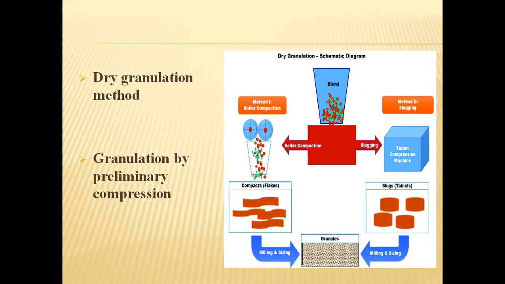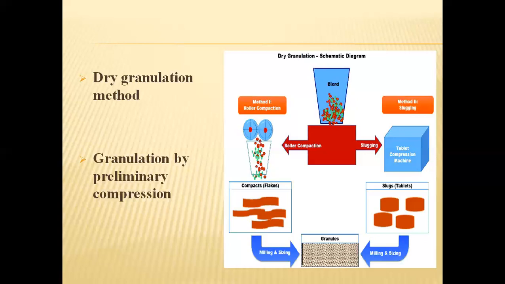In roller compaction method, we can see that the powder mass is being passed through two rollers and it is preparing compacts or flakes, which is then subjected to size reduction and sizing to obtain uniform granules. In the second method, which is called a slugging method, we generally prepare slugs or bigger tablets, which are then subjected to size reduction and uniform separation to get uniform size of granules.